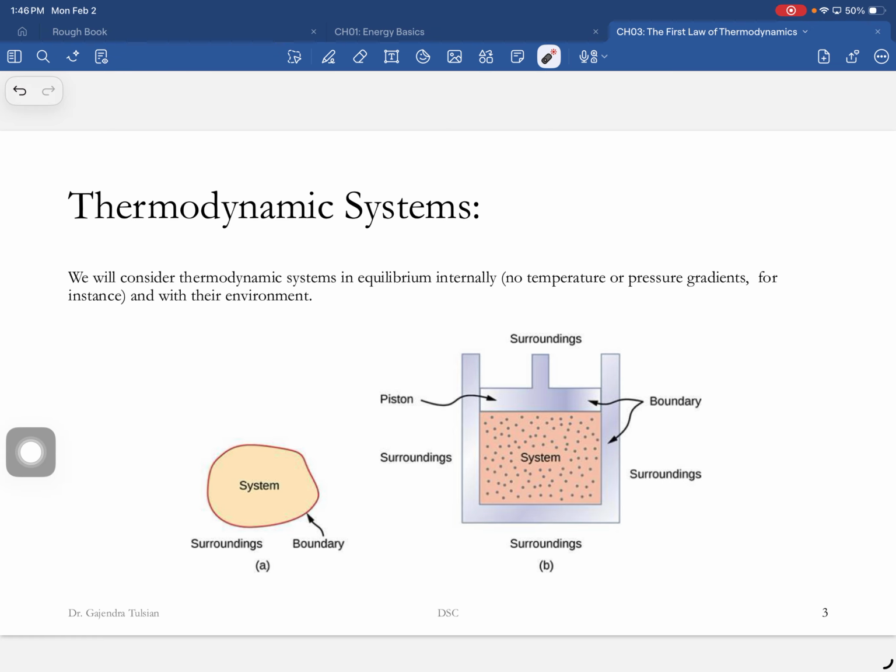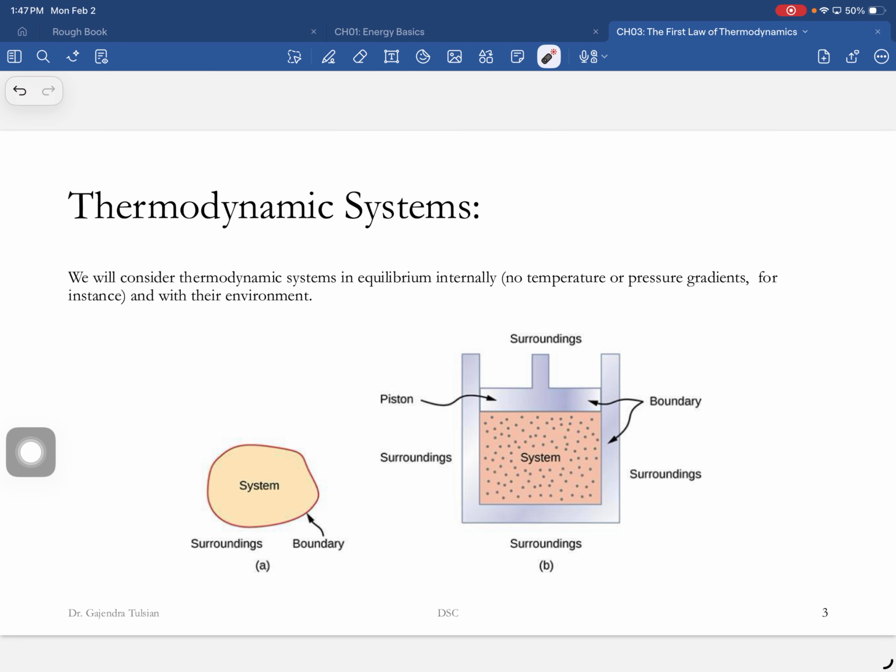So again, all natural processes are irreversible. So what is a reversible process? If a process happens, and if you can bring back the system and the universe back to its initial state, that process is a reversible process. But there's no real life example of it.